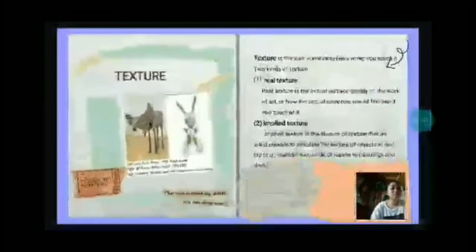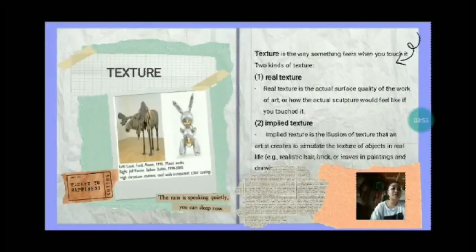So next, texture. First, the real texture. Real texture is the actual surface quality of the work of art, how the actual sculpture would feel if you touch it. The real texture is genuinely made, and it is made with feelings. It does not feel copied from others, it is made with feelings. That is my understanding of real texture. Implied texture is more of an illusion, the artist creates an illusion in making the art. They make the art on their own, without copying from others. They only use their illusion.